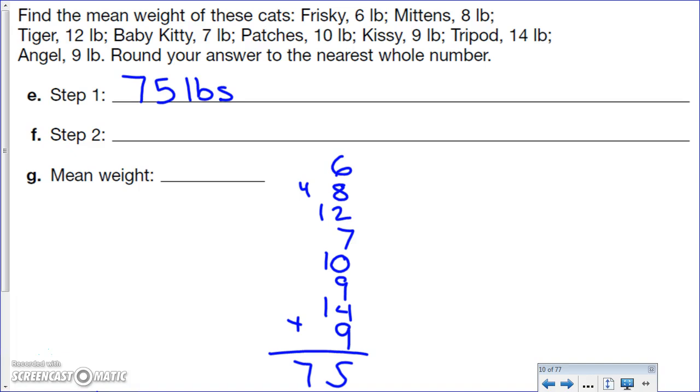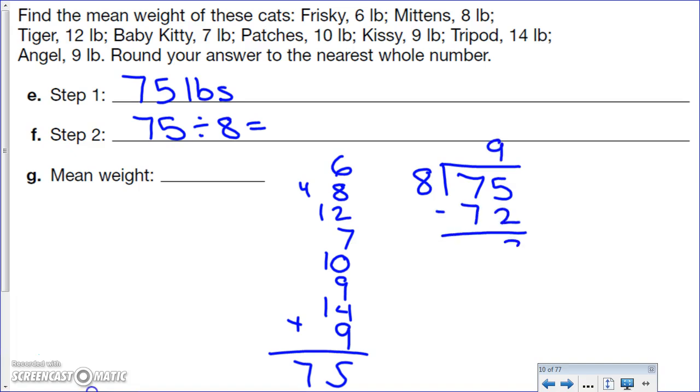Step 2 is to divide 75 by the number of cats. So in this case, we have 8 cats. We're going to do 75 divided by 8. We know 8 can't go into 7, but it can go into 75 9 times. We have a remainder of 3, so we need to add a decimal point and then add a 0. Then we're going to bring down the 0, make it 30 down here. 8 goes into 30 3 times.